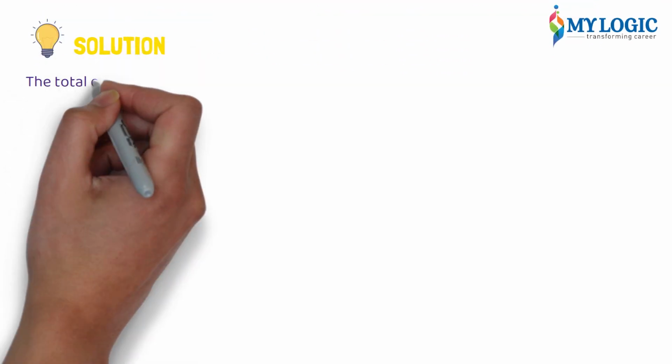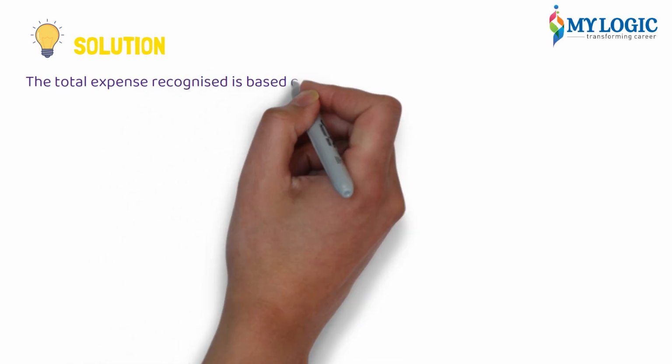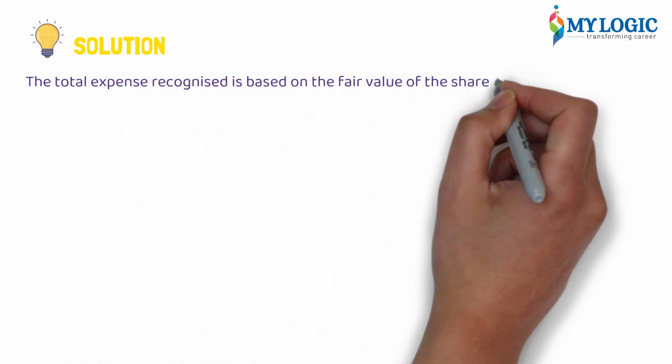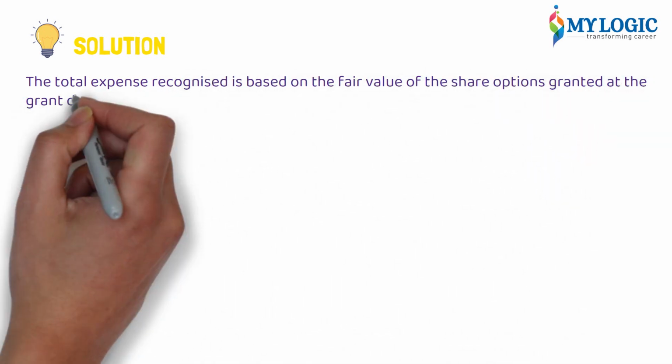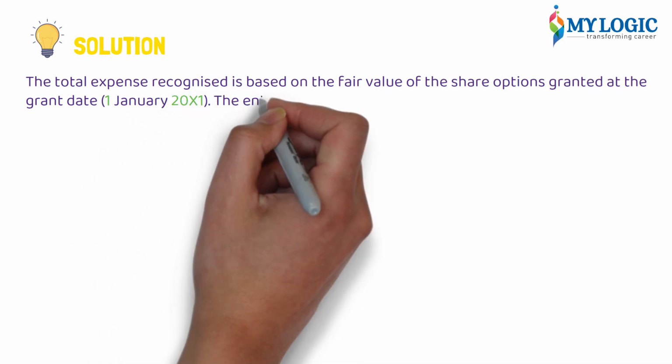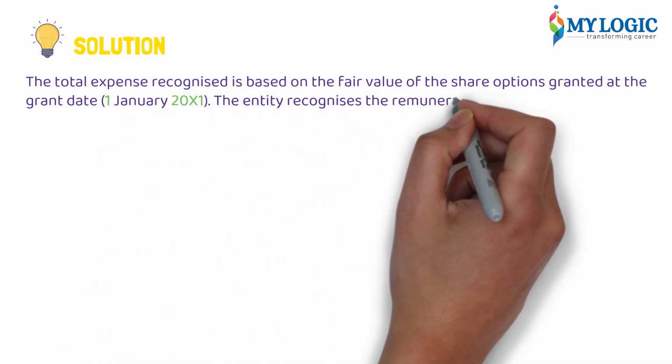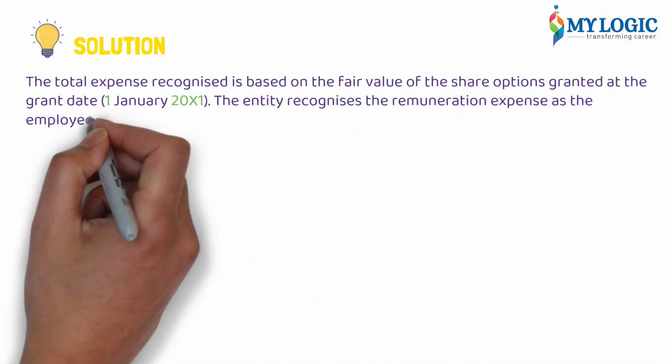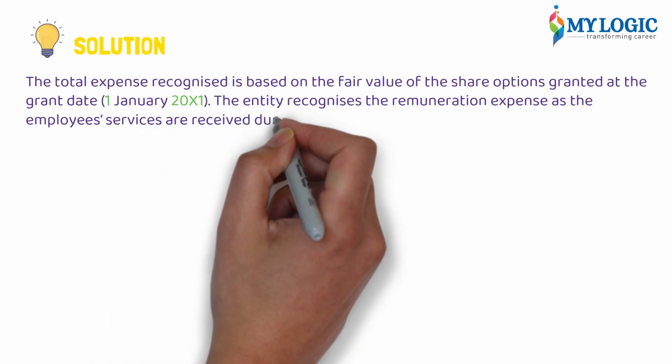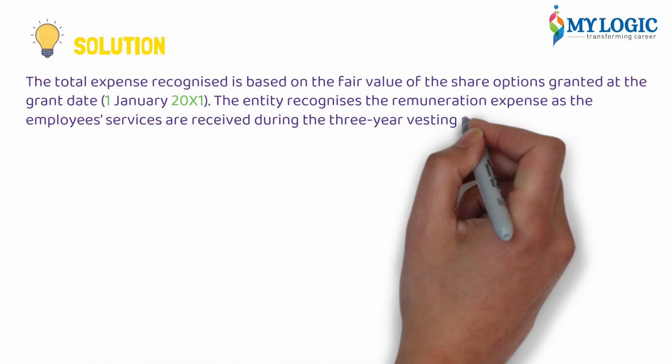Solution: the total expense recognized is based on the fair value of the share options granted at the grant date, 1st January 2011. The entity recognizes the remuneration expense as the employee's services are received during the 3-year vesting period.